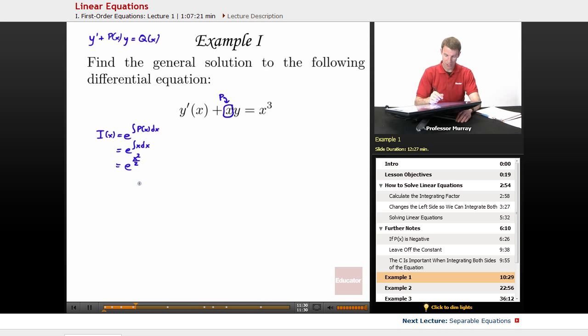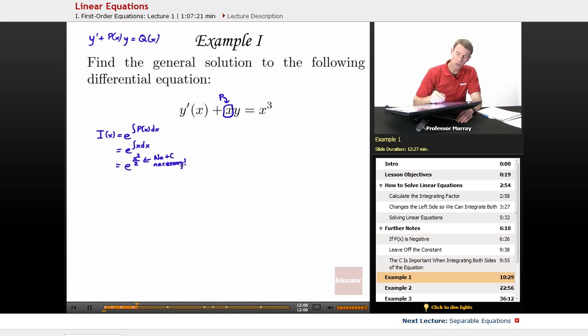Remember that when you're doing this integration to find I of x, you don't have to worry about a constant here. So no plus c necessary at this step. Later on, there's going to be another step where we do integration, and at that point, it's going to be absolutely crucial to include the plus c.